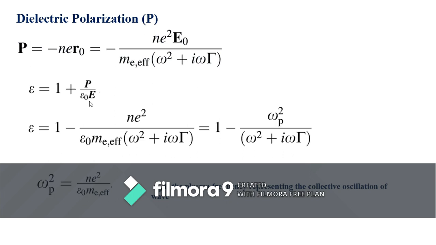Following this expression for P by E, using this equation, we can write epsilon equal to this one. With a little bit of calculation, we take omega p square equal to n e square by epsilon 0 m effective, and we write this one. This omega p is known as the plasma frequency, which basically represents the collective oscillations of the electrons.